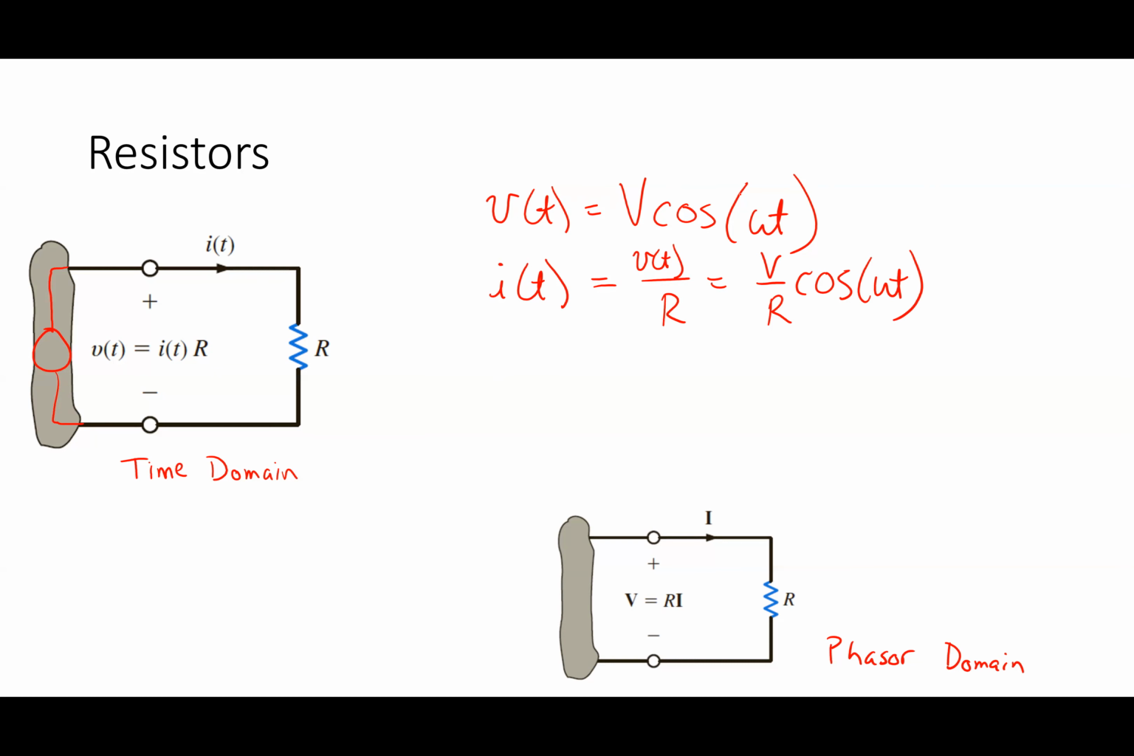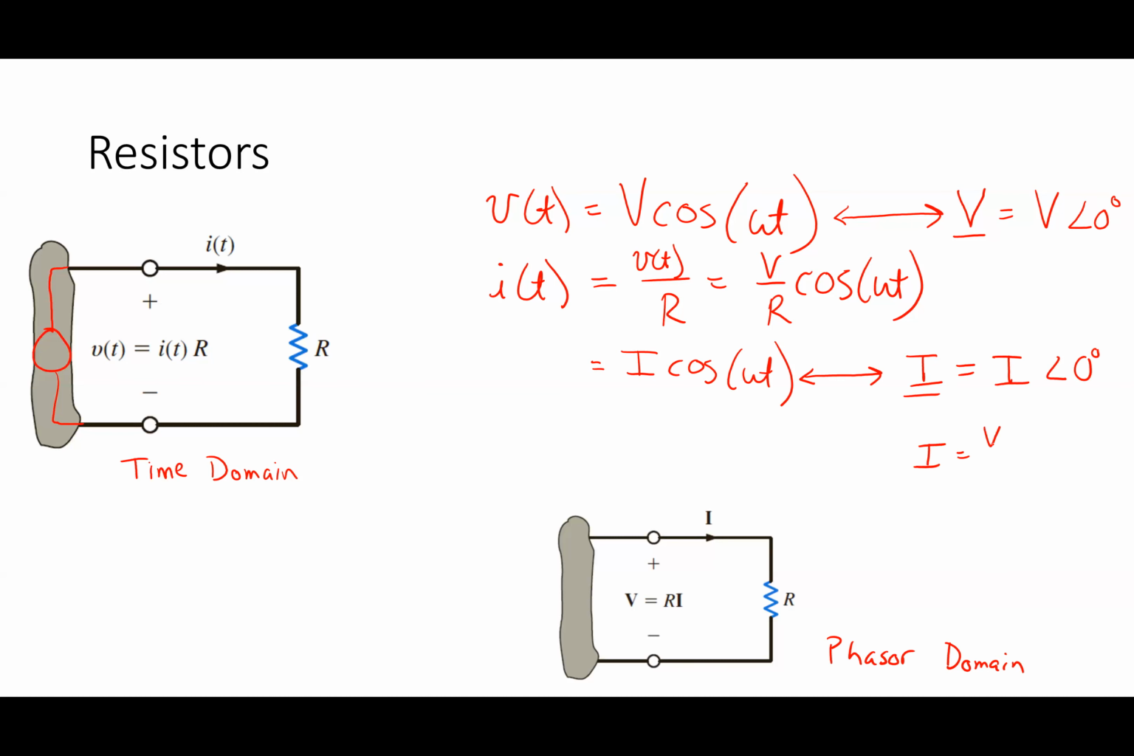If I do this in the phasor domain, let me represent each of these as phasors, right? This guy is going to be V equal to V angle 0. What's this guy going to be? Well, I could write it as I cosine omega t, and I could say his phasor is I angle 0, like this. And if I look at that, the phasor here is basically just the amplitude of these things. Okay. And I can see that I has to be equal to V over R.